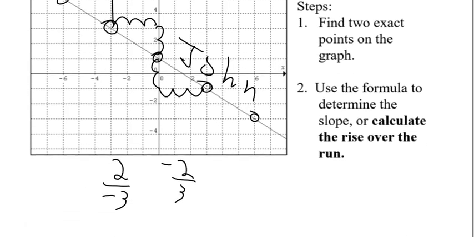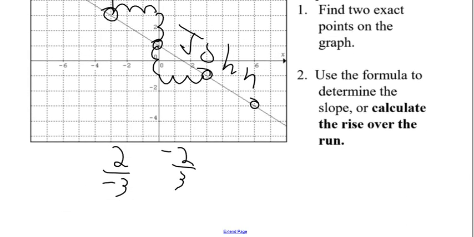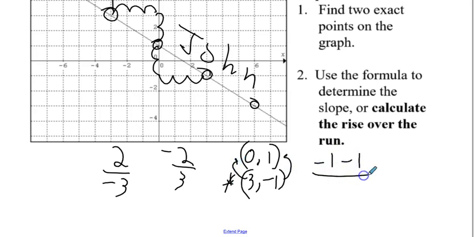Now, let's do the actual math here. Let's pick any 2 points. Let's do the ones I did. So I have 0, 1. Okay? And I have 3, -1. Now, just to show you, I can start at either point. I'm going to start at this one this time. But remember, I have to do y minus y and x minus x. I have to go the same direction. So -1 minus 1 and 3 minus 0. What does that give me? -2 over 3, which we already got from counting.